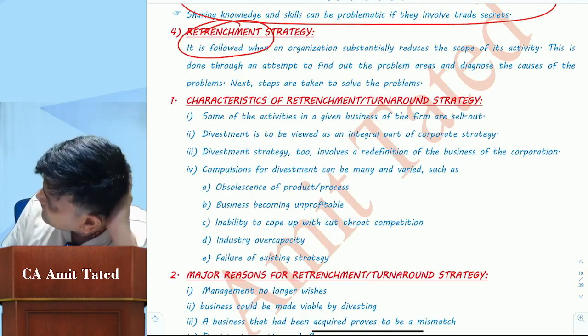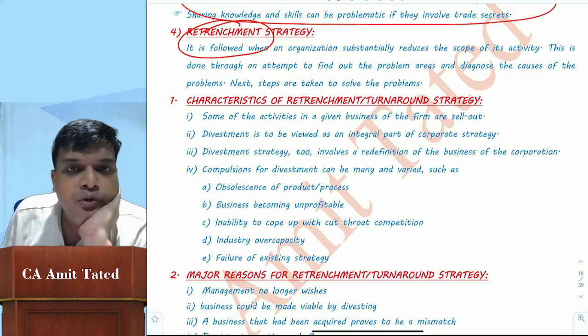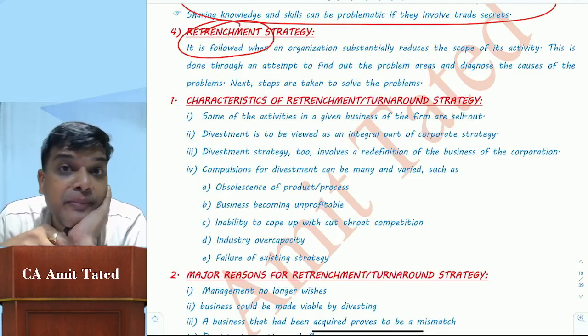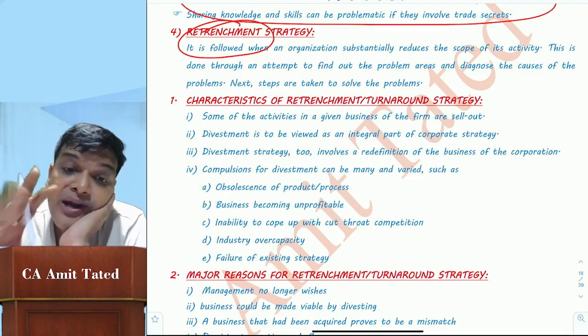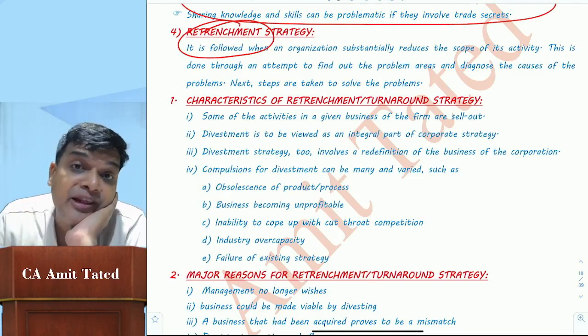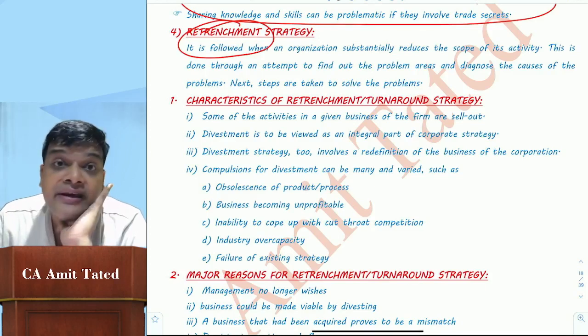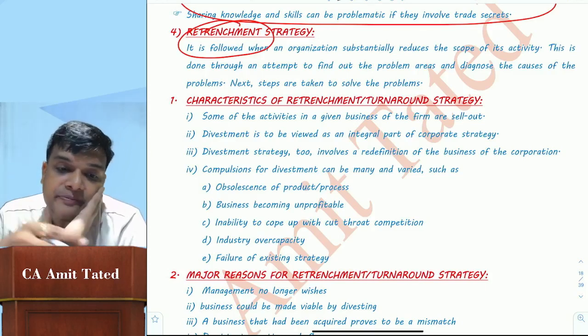But make sure you understand this point clearly. Divestment can happen only if you have multiple products or multiple businesses. If you don't have multiple products or multiple businesses, divestment can never take place. Divestment means you are selling one of the units. Selling one of the units is called divestment.